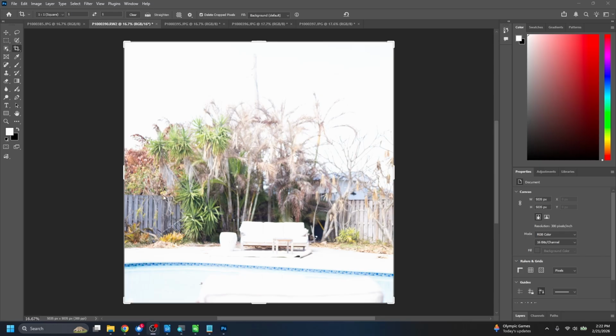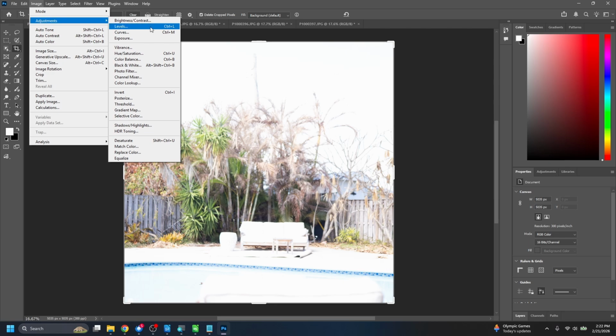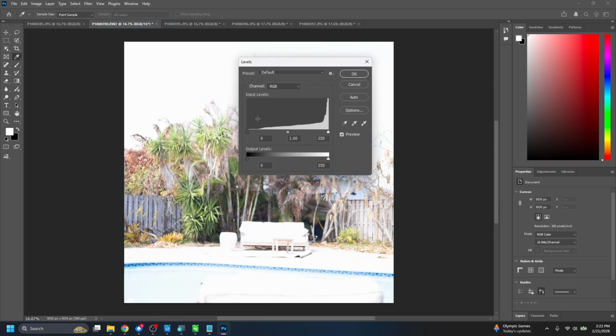So here we're taking a picture of our sofa out in the backyard. This image was overexposed. This was taken at like ISO 1600. And we'll take a look at the levels here. And you'll see we are highly exposed to the right. There's significant clipping here. That also means there's significant data loss.